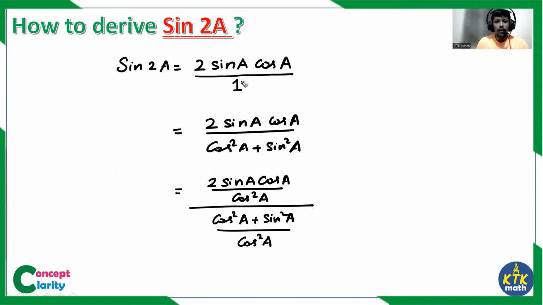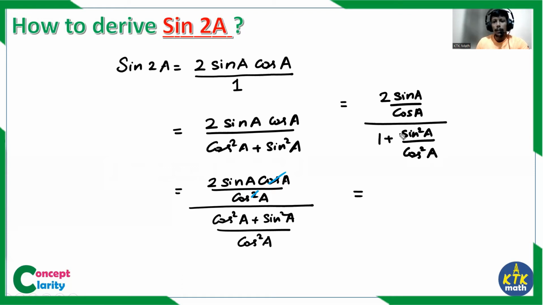Again I'll repeat. First step, I am just rewriting 1 as the identity cos square A plus sin square A, and then I am dividing both the numerator and denominator by cos square A. Now check what will happen. Cos A and cos square A will get cancelled, so your numerator will become 2 sin A by cos A. Then in the denominator, cos square A by cos square A will give you only 1, and sin square A by cos square A will remain the same.